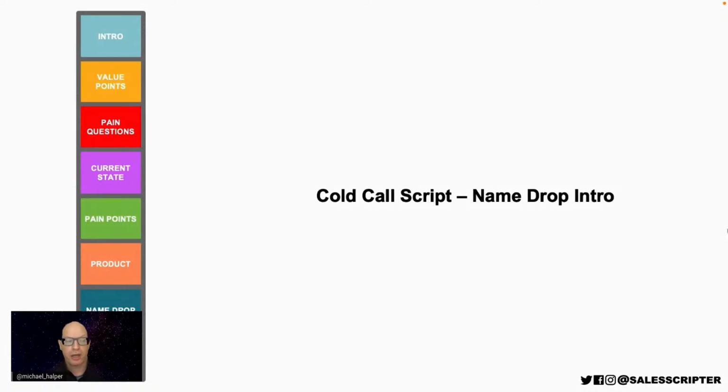We could also create another script mixing and matching those blocks to create what I call a name drop intro script. So in this case, we swap out the value points intro with your name drop building block, and then that would just open the call with the reason for the call is, and then you might share a customer example of someone else that you've helped. And then the rest of the script is basically the same, where you're asking the same questions and trying to drive towards the same type of close.